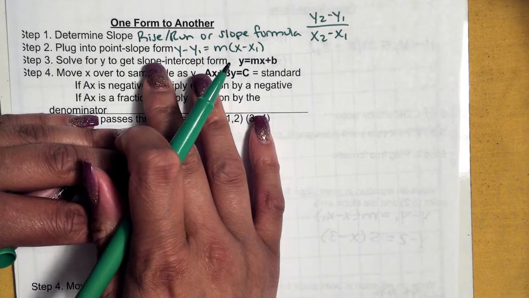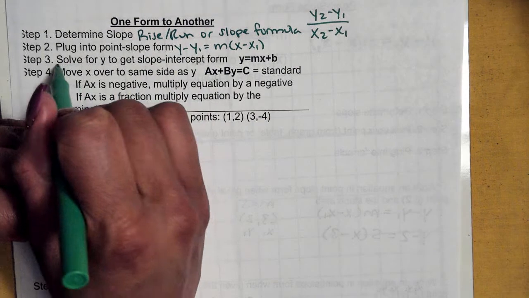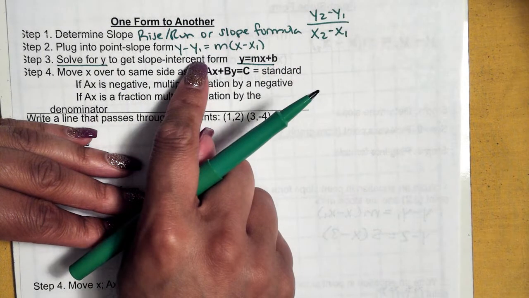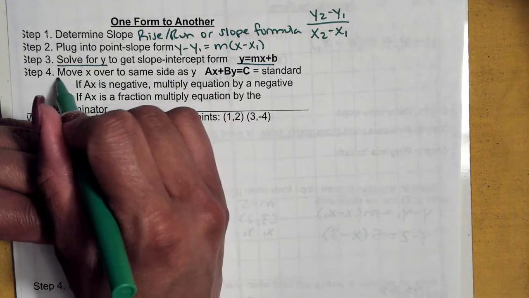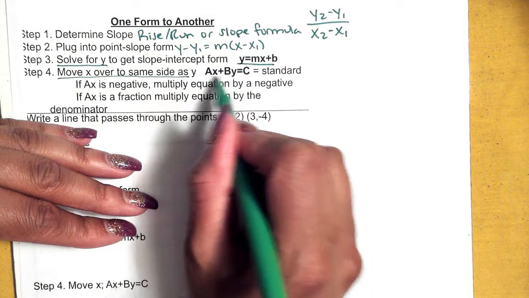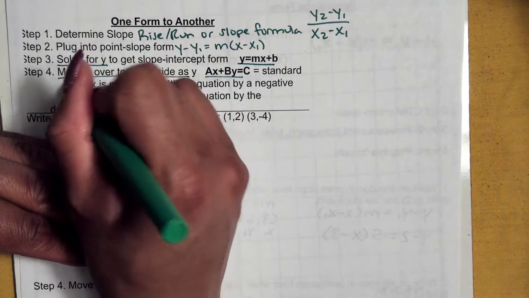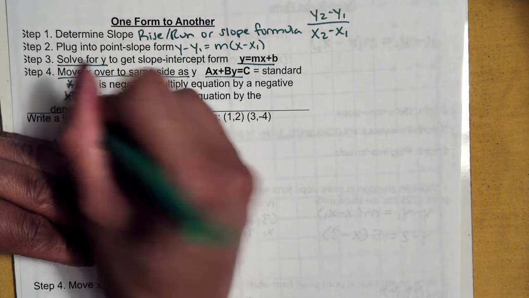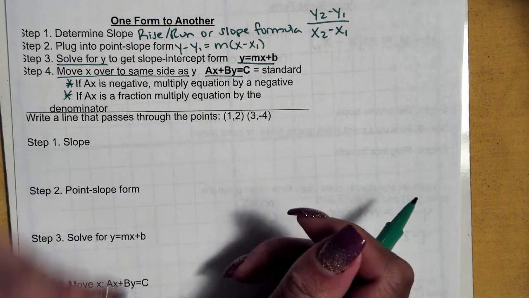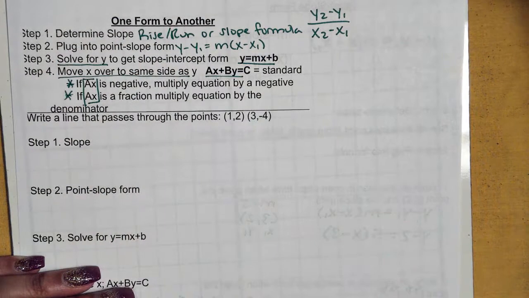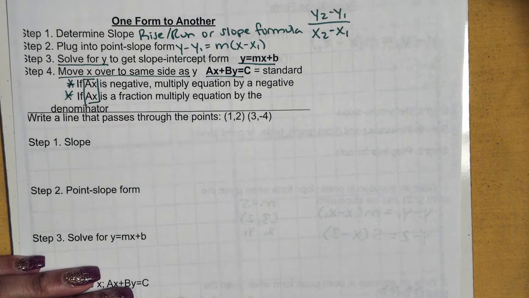Then we're going to solve for y. So solving for y to get y equals mx plus b, or slope-intercept form. And then we're going to move x over to the same side as y to get standard form. Okay? And so these two things are very important if you have a negative or if you have a fraction. So keep those in mind when talking about A times x, where A is the coefficient.